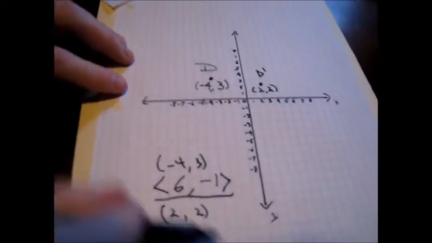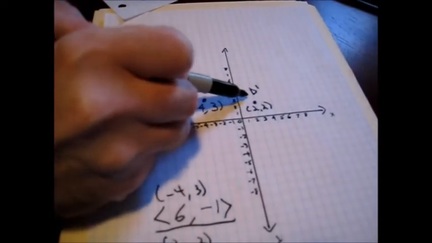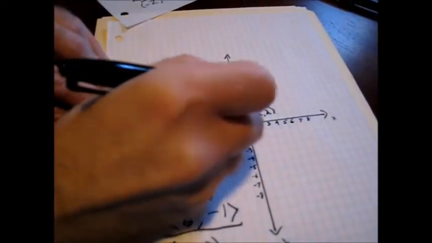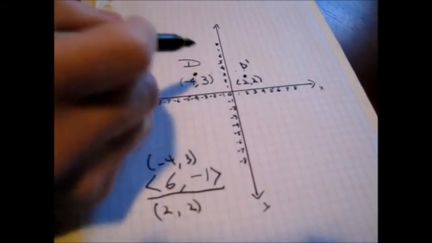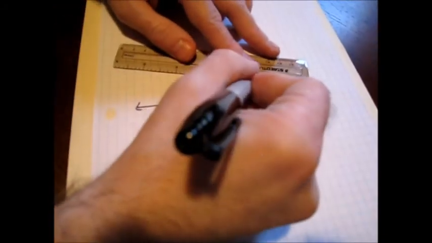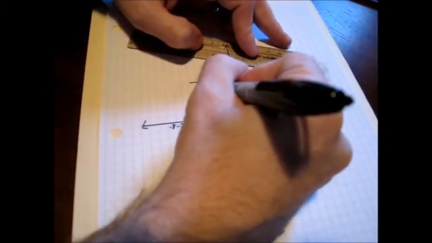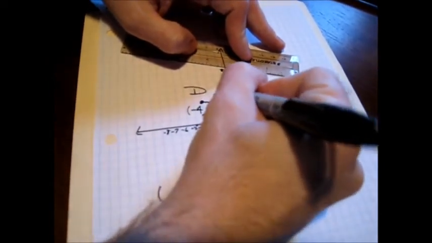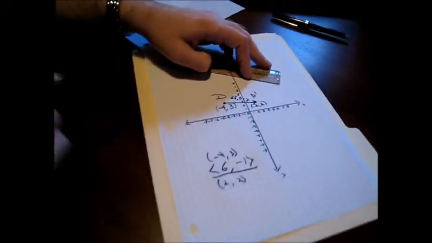Let's see. We're moving at 6, -1. So we go 1, 2, 3, 4, 5, 6. So it looks like it checks horizontally. Mm-hmm. -1. We're moving 1 in the negative direction, so 1 down. There we go. And we can draw in our vector, just to make it very clear. And this vector, as we said, this vector is 6, -1. 6, -1. And that's it. That's how we move things.